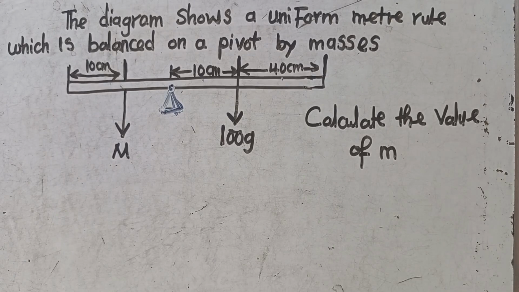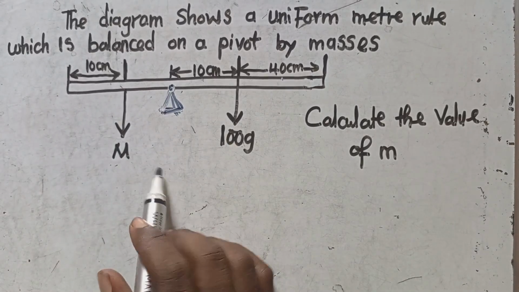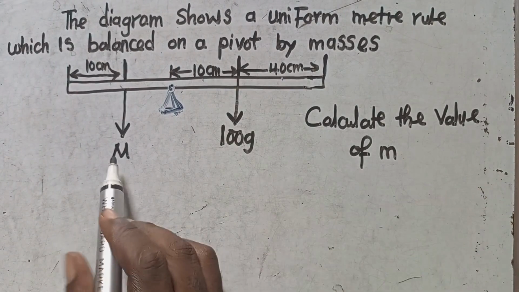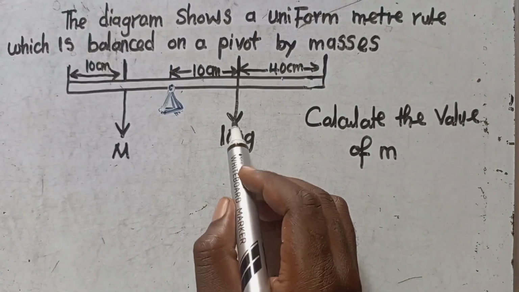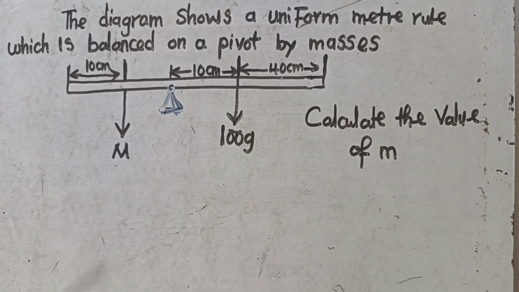So what we are going to do is something that is so simple. For me to calculate the value of M, which is here, I'm going to use this mass that I'm given. So I want to introduce another new formula. I guess some of you have not seen this formula before.